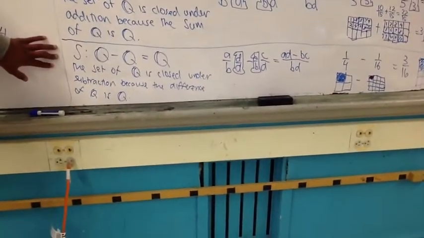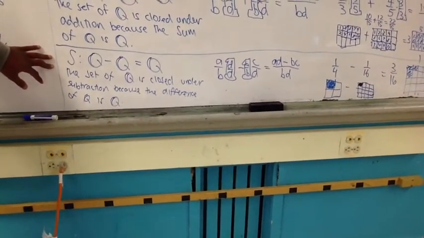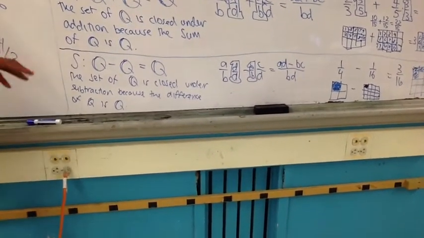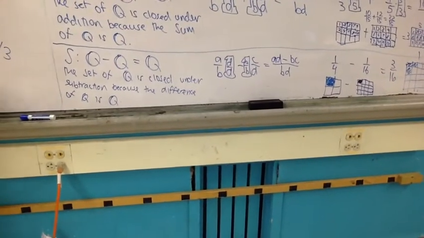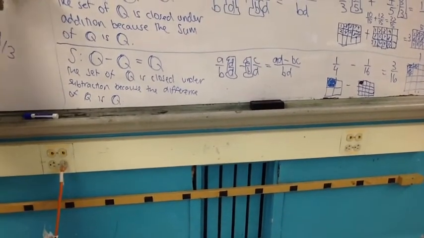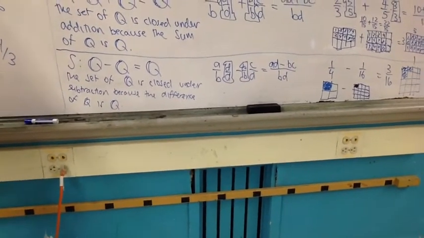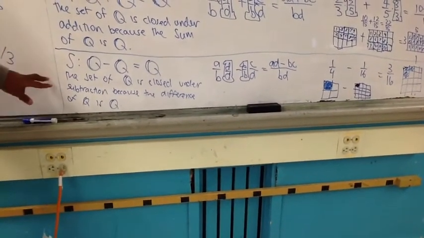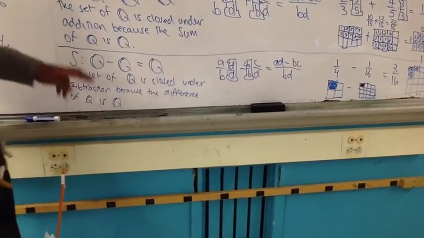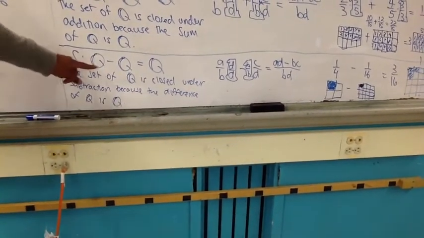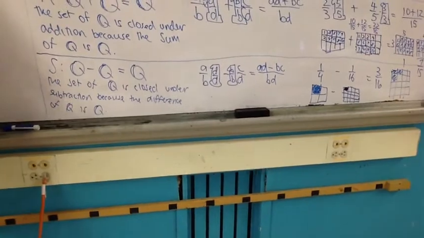Subtraction is the last operation, and it's very similar to addition. Now, students are sometimes confused about whether the rational numbers are closed under subtraction, but they are, and after doing several examples, the students realize that the set of rational numbers is closed under subtraction because the difference of rational numbers will be rational.